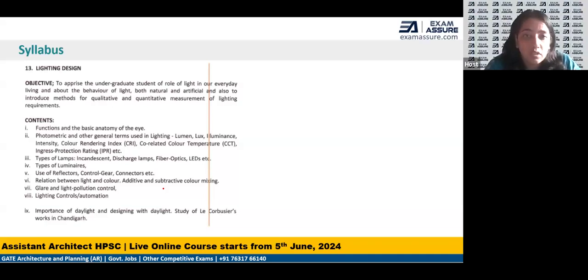What is light pollution control? All of these are also expected, and they've also mentioned the importance of daylight and designing in with daylight and study of Le Corbusier's work in Chandigarh with respect to lighting design. So this is an important point to be noted.